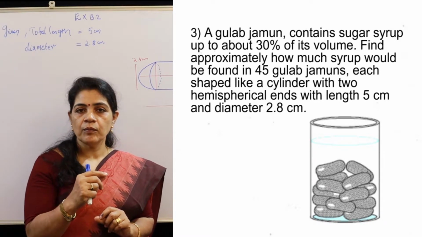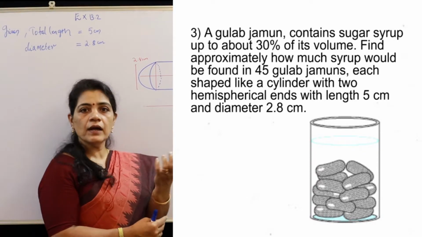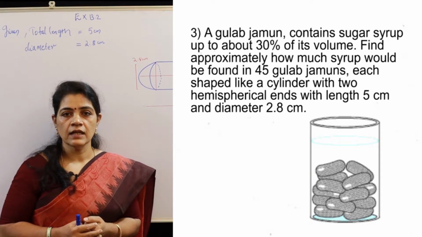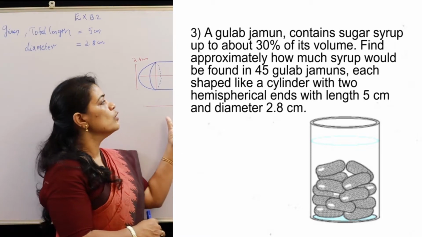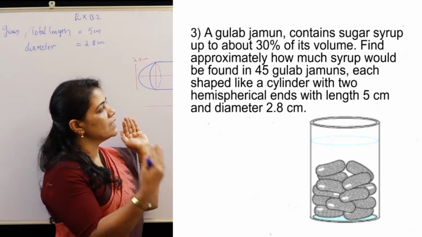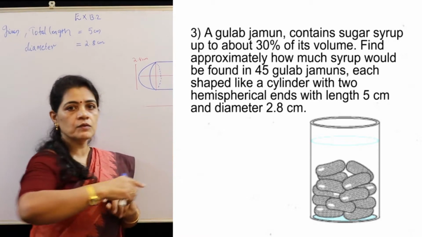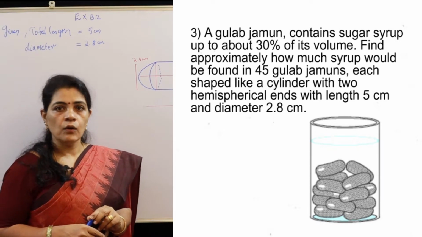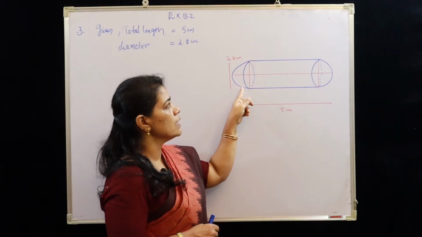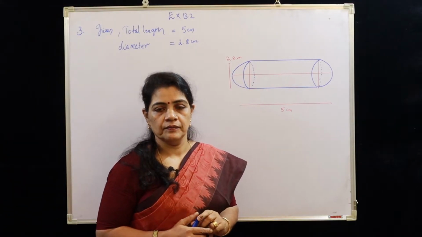Okay, and if you multiply that volume with 45, you will get the sugar syrup contained in 45 gulab jamuns. Is it clear, children? For that, the shape of the gulab jamun is a cylindrical part in the middle and both ends hemispherical in shape. The total length of the gulab jamun is 5 centimeter, and the diameter of both the cylindrical portion and the hemispherical portions are the same, and that is given as 2.8 centimeter.